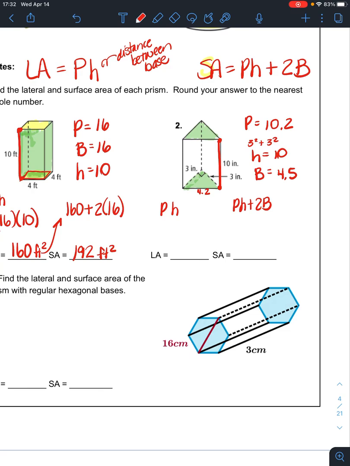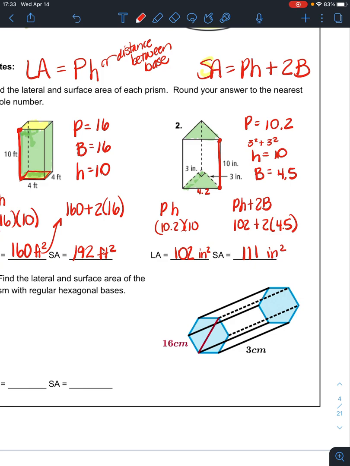Now we have everything we need to do our formulas. So the perimeter is 10.2 times the height, which is 10. So 10 times 10.2 is 102. So my lateral area, which is all of my 3 rectangles. Now I could have done 10 times 4.2, 10 times 3, and 10 times 3 and added those together, and I would have gotten the same thing, 102 inches squared. And then my surface area is going to take that 102 that I just found and add the 2 bases. So I'm going to add the 9 back in, so I get 111 inches squared.